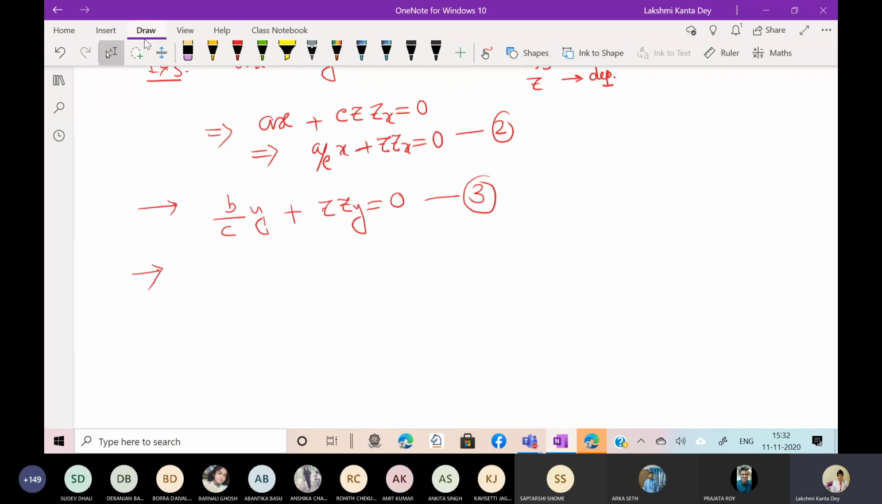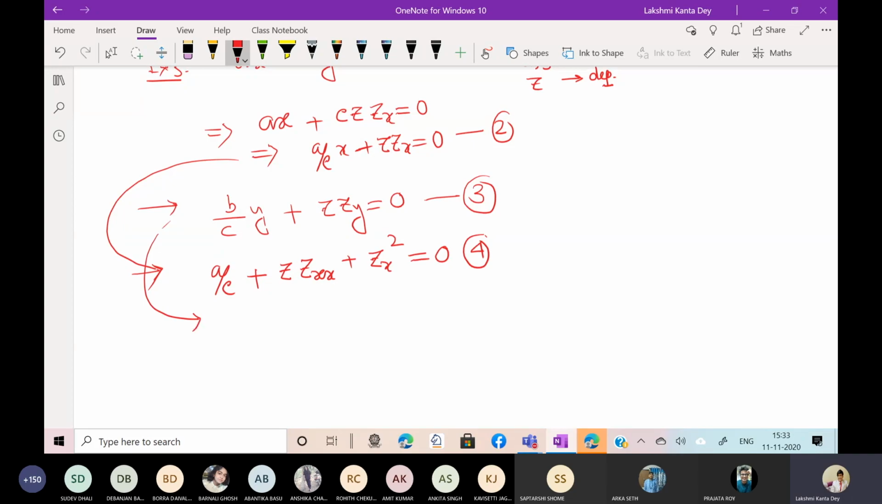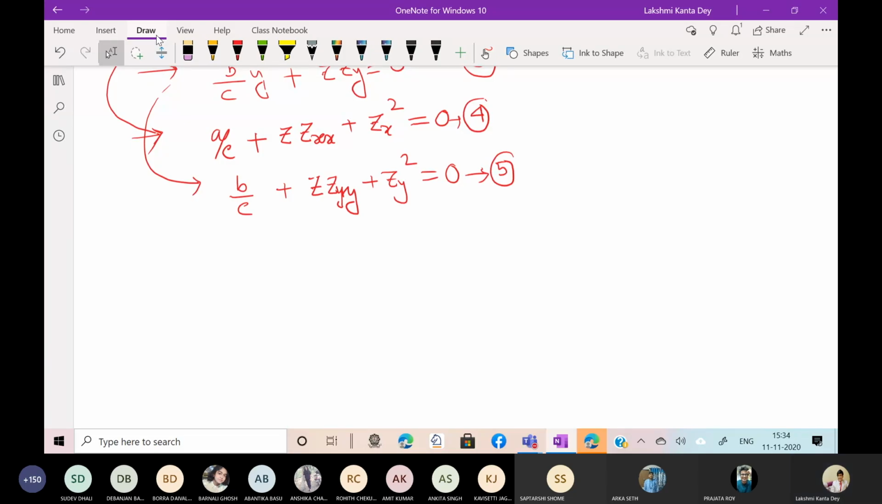If we differentiate partially again, first we differentiate with respect to x again. So a/c plus z_xx, using the chain rule, plus z_x squared is equal to 0. This is your 4. And if I differentiate partially with respect to y, then it is b/c plus z_yy plus z_y squared is equal to 0. This is your 5. So we get a/c and b/c, then we can find.